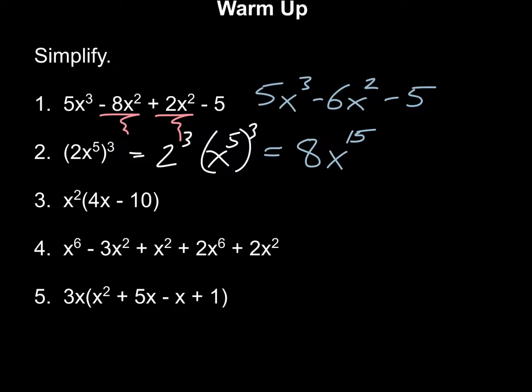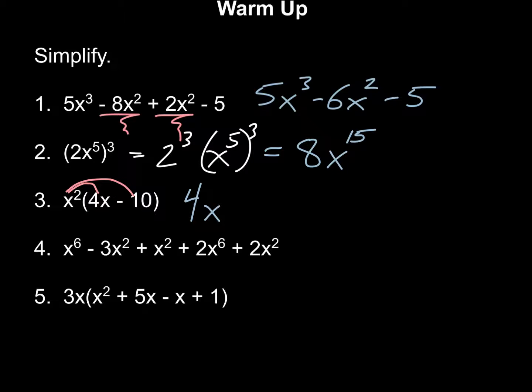All right, then for number 3, we got the parentheses, and we got to get rid of the parentheses. In this case, that's going to mean just using the distributive property. So I'm going to have to multiply the x squared by the 4x, and I'm going to have to multiply x squared by the minus 10. So x squared times 4x, that's going to give me 4 times x to the power of, now when I multiply x's, I add their exponents.